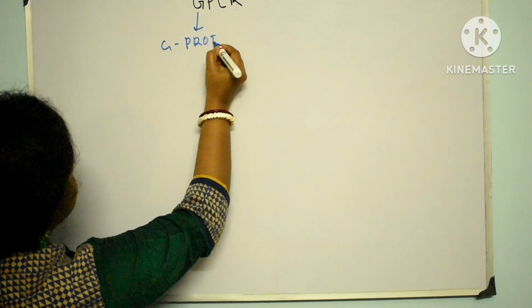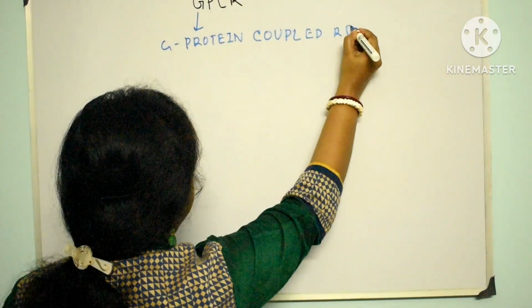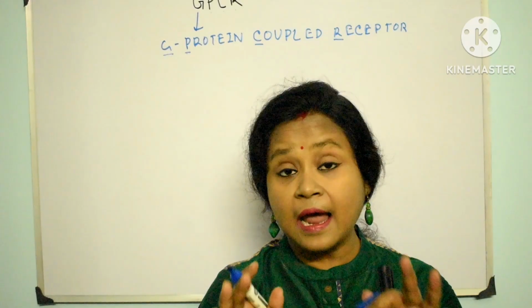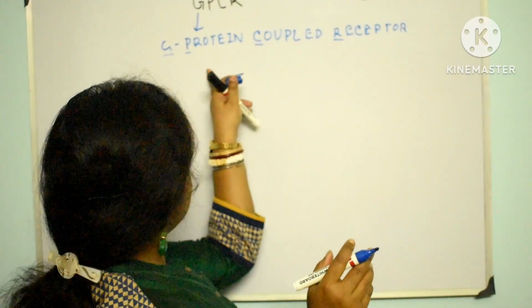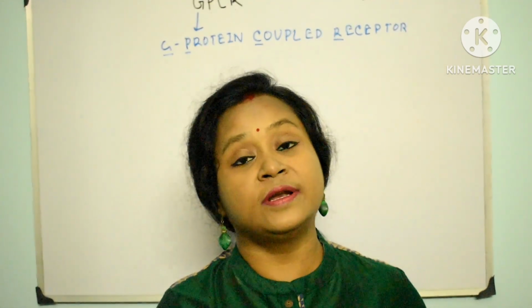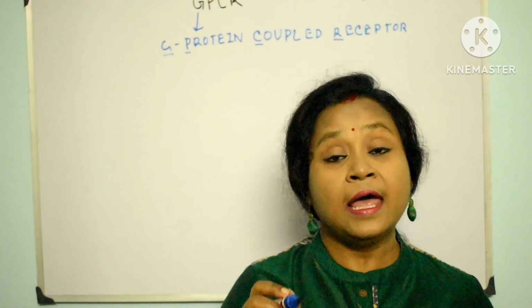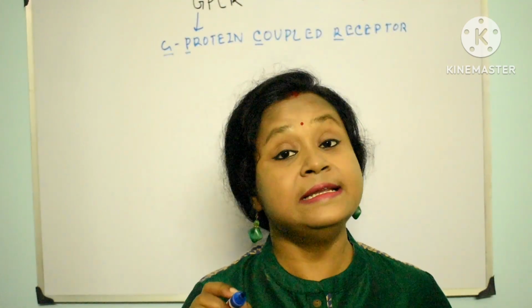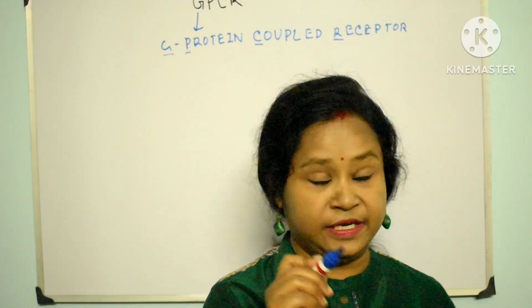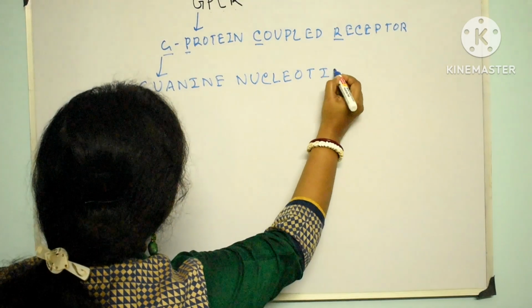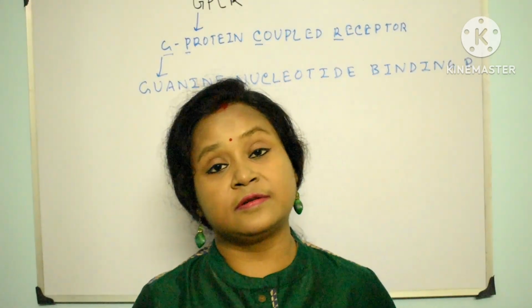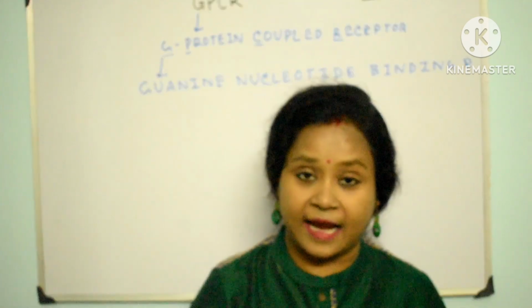G protein coupled receptor. Now let's concentrate on what this G protein is. The full form of G protein, which is a very important abbreviation, is guanine nucleotide binding protein.